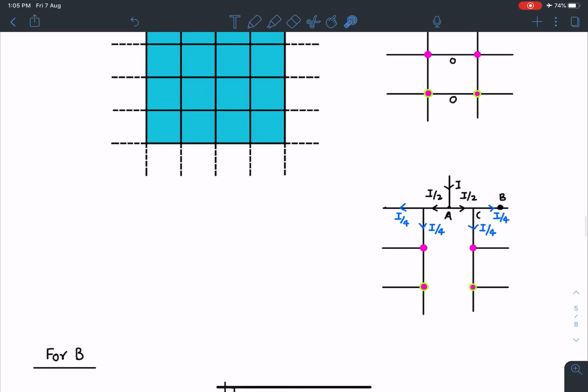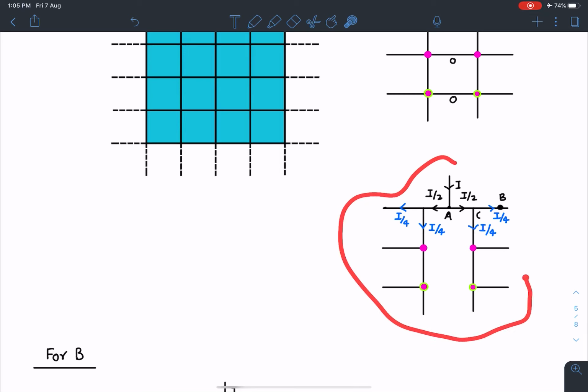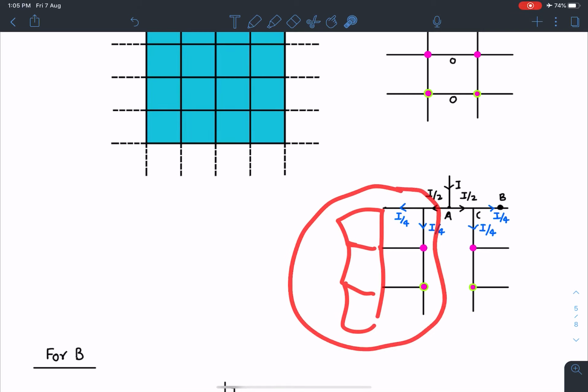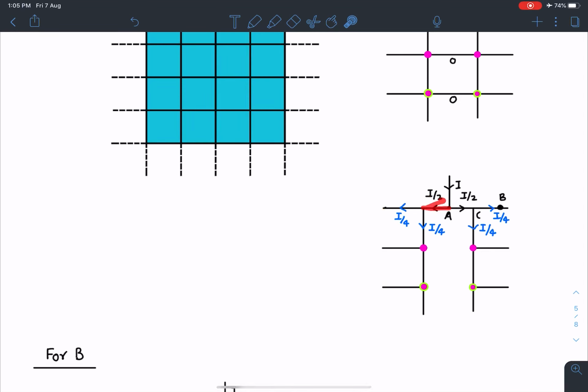So the diagram becomes somewhat like this. Here current of I is coming, and this goes I by 2 here, and this goes I by 2 this side. After this, now you see this is a square grid extending till infinity from here to here, and there is only one connection because all the middle links we have broken here.